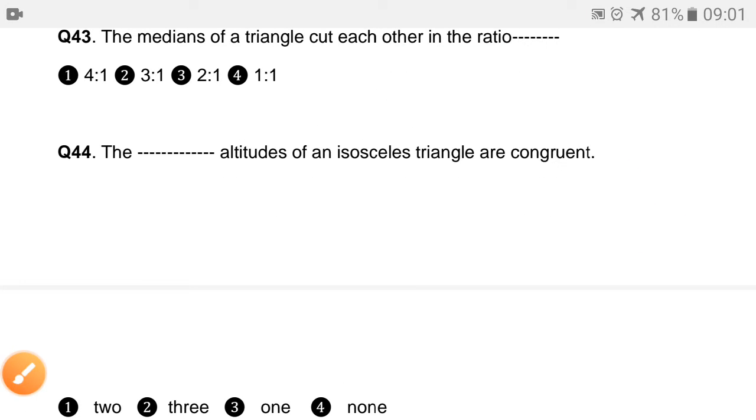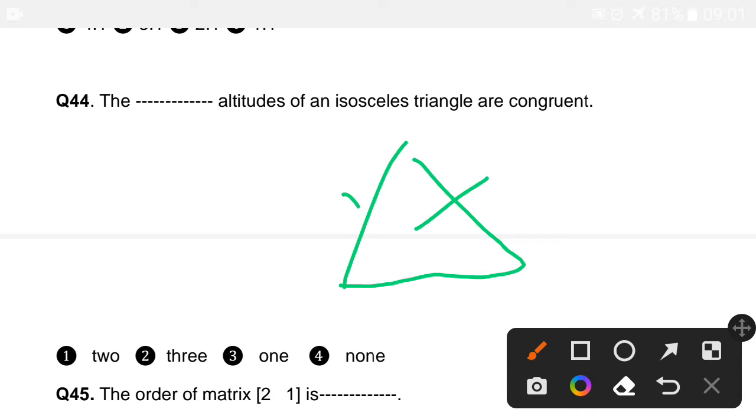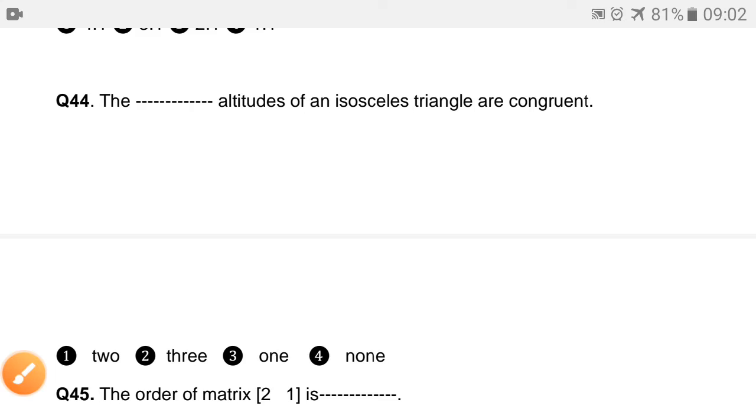Question number 44 is: the dash altitudes of an isosceles triangle are congruent. We know that in an isosceles triangle, two sides are of equal length, and also that two medians are congruent and its two altitudes are also congruent. What is an altitude? Altitude is the perpendicular distance from one corner to its opposite side. This is an altitude. Let's suppose this is A1, this is A2, and this one is A3. So its two altitudes are equal, so the first option is the right option.